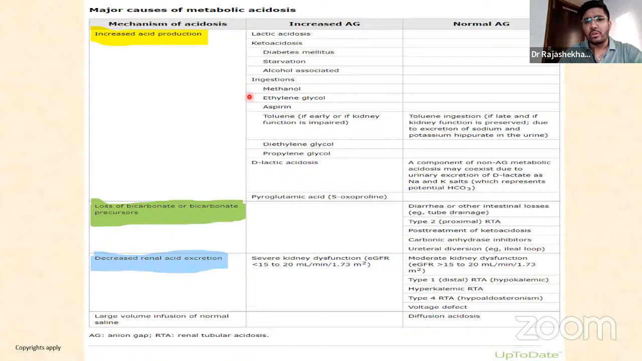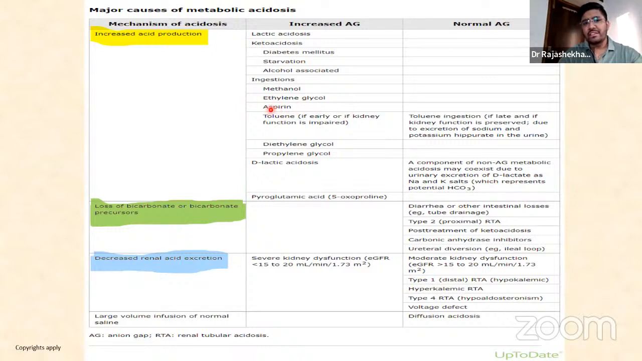Ethylene glycol is a very important question for the entrance exam. Everything related to ethylene glycol should be known by the UGs before going to the exam. Ethylene glycol is usually found in antifreeze elements, and the poisoning is also very common. It is metabolized by the same enzyme which metabolizes alcohol, that is alcohol dehydrogenase. Alcohol dehydrogenase converts ethylene glycol into toxic acids, which are very dangerous and cause kidney failure, crystalluria and so on.